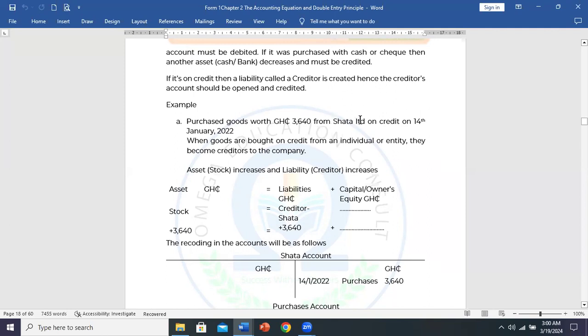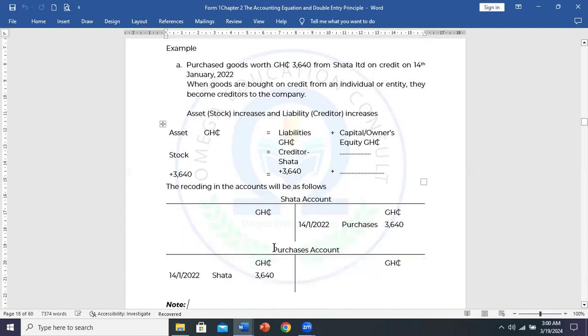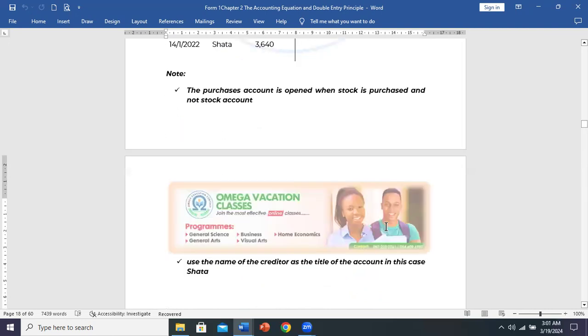So in terms of the debit and credit, if asset stock is increasing, you are going to debit an account. What account is that? It is the purchases account. So you open the purchases account and debit it to show the increase in stock, which is an asset. And then you open the creditors account, Shatta Limited, and credit the creditor.